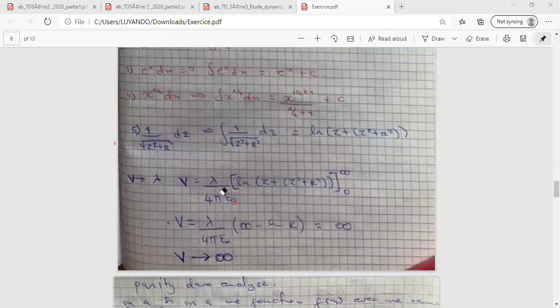Yes, because we agreed that there are a lot of expressions. If you're asked to find the integral of this, it is equal to this. So the integral of this is going to be equal to ln of z plus the square root of z squared plus r squared. So we've integrated this and it's given us this.